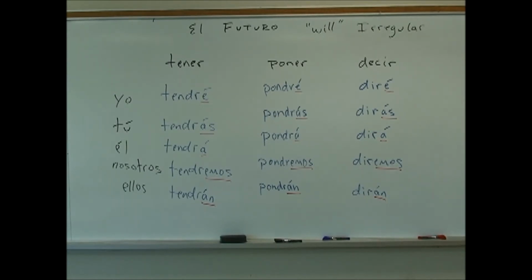The verb poner, to put or to place. Yo pondré, tú pondrás, él pondrá, nosotros pondremos, ellos pondrán. The verb decir is a tricky one. There the e changes to i, but the endings are the same. Yo diré, I will say. Tú dirás, you will say. Él dirá, nosotros diremos, y ellos dirán.